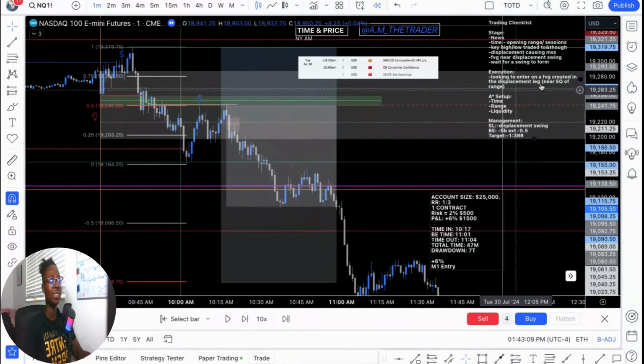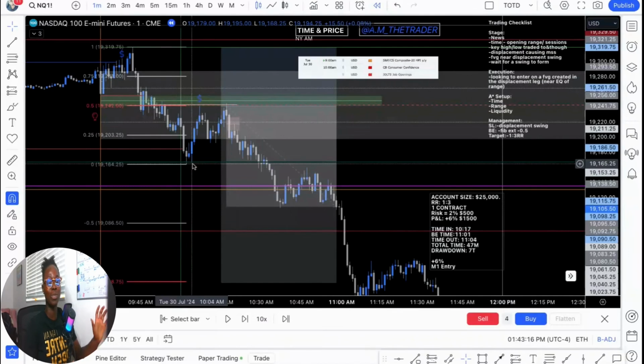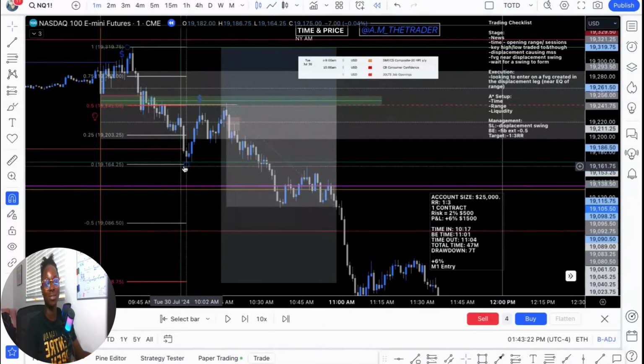For execution, we're looking to enter on the fair value gap created in the displacement leg near the equilibrium of the range. Here is how the time frames come together and create the bigger picture. So we had the short-term low form right here. We're anticipating execution and we're looking to enter on a fair value gap.